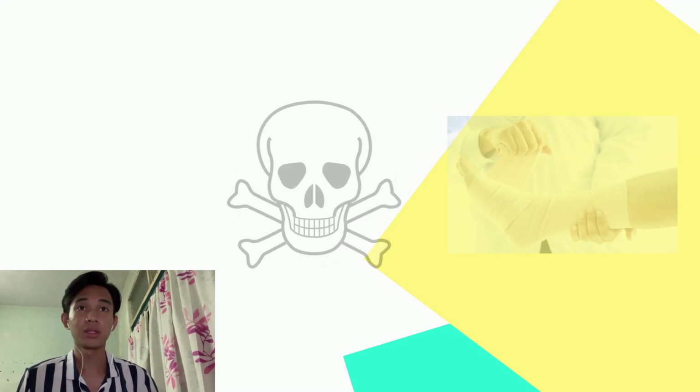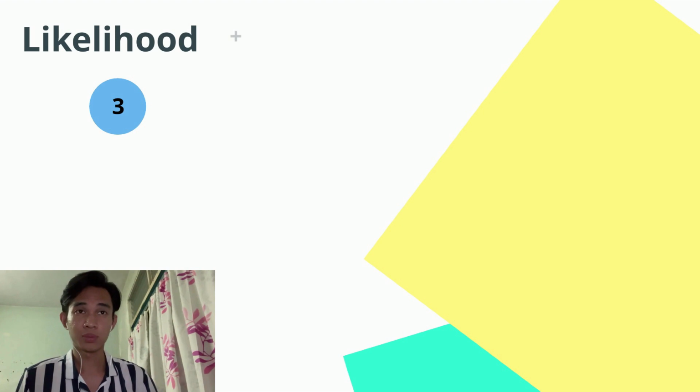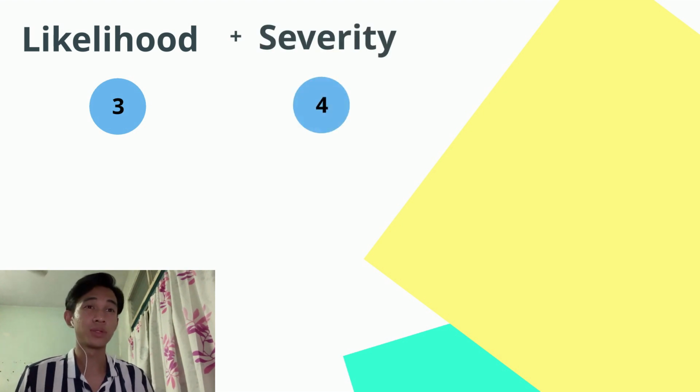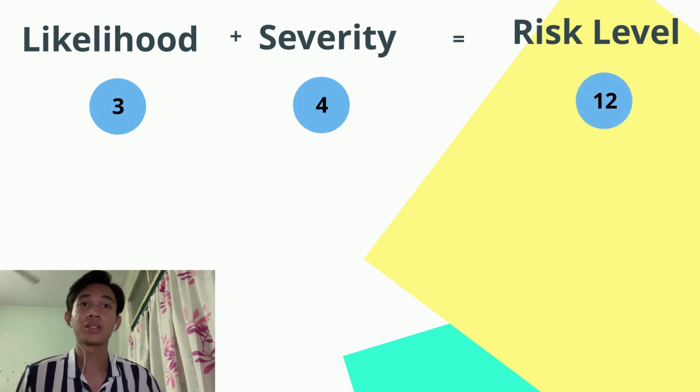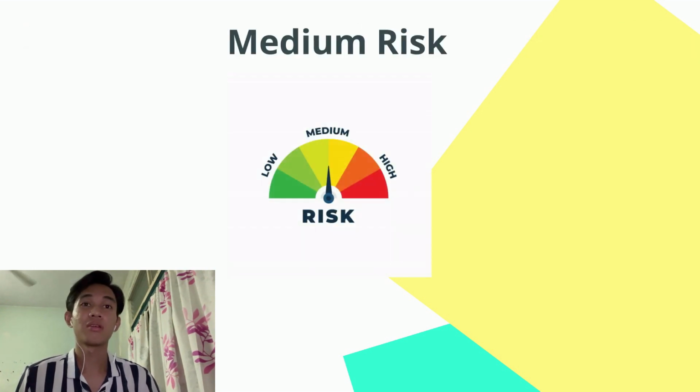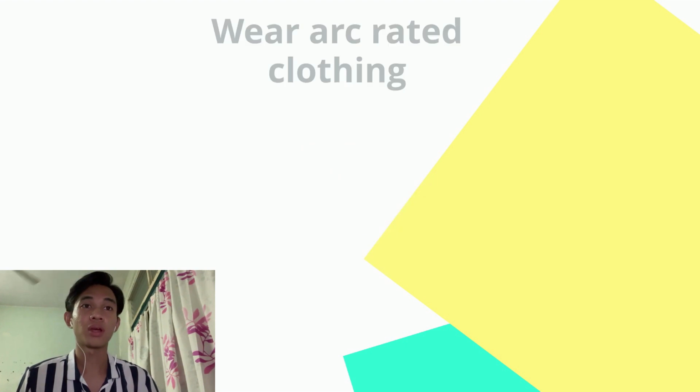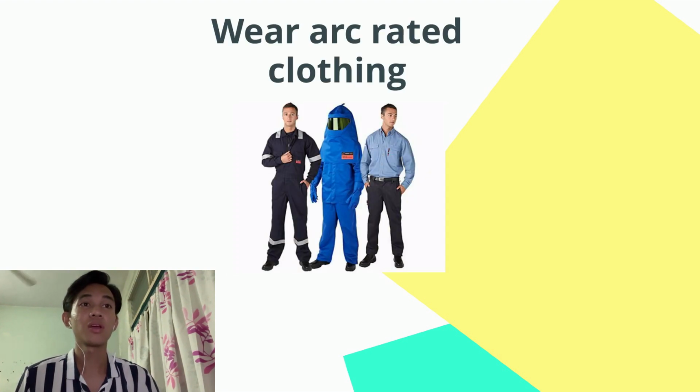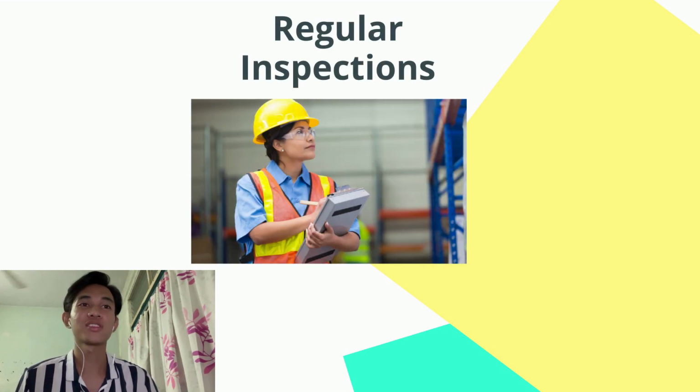For this activity, the likelihood is 3, which is predictable, and severity is 4, which is fatal, which gives us a risk level of 12. This means it is a medium risk. For additional control measures, we can wear arc-rated clothing which can withstand high voltage. Other than that, we can do regular inspections to reduce the risk of malfunction.